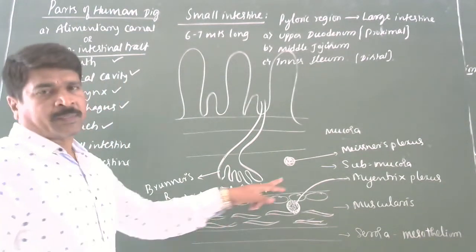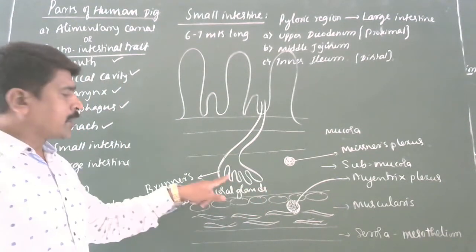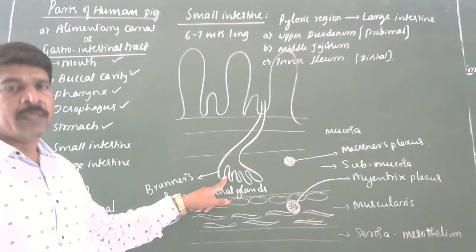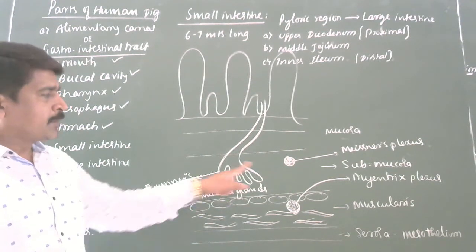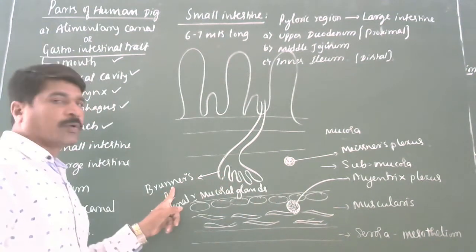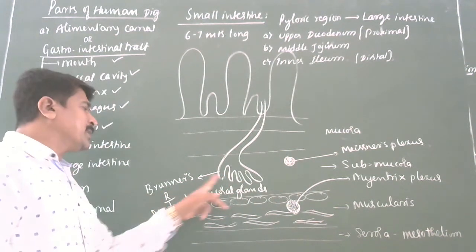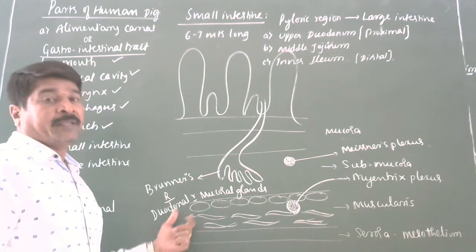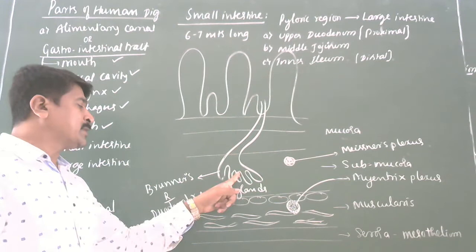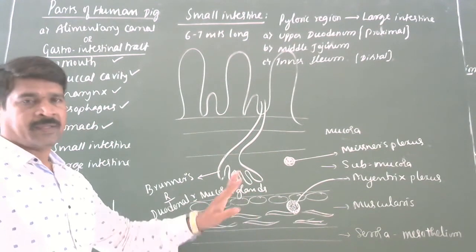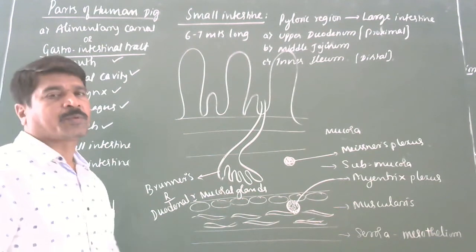Submucosa of the duodenum contains compound branched tubular glands called Brunner's glands. Since they are present only in the duodenum, hence the name duodenal glands. Since these glands secrete mucus, hence they are also called mucosal glands. Clear? Okay, next let us come to the mucosa.